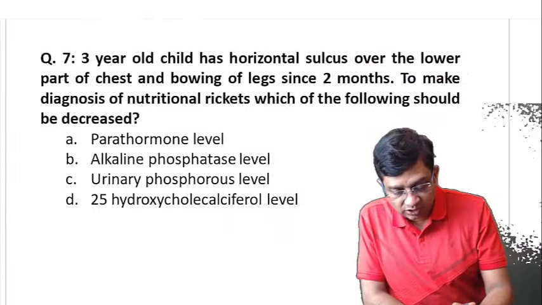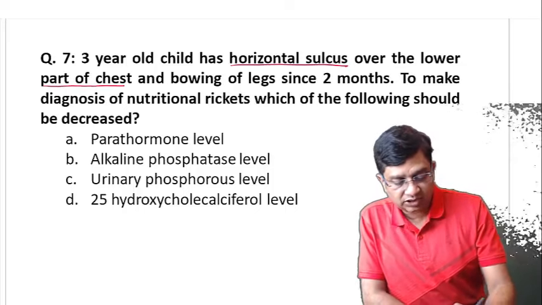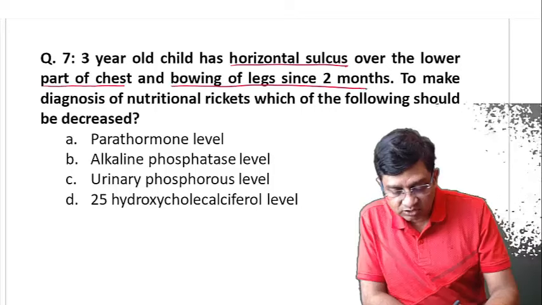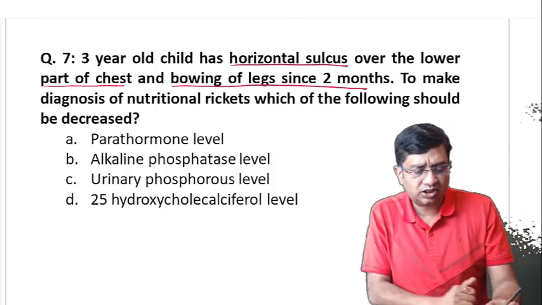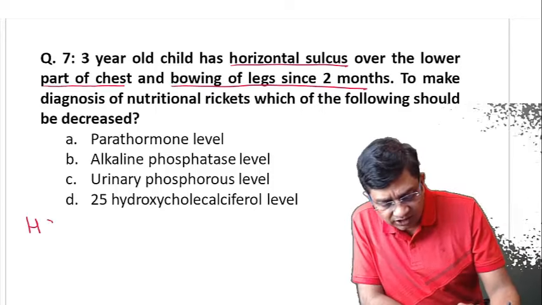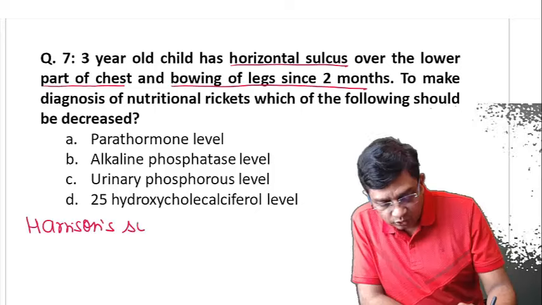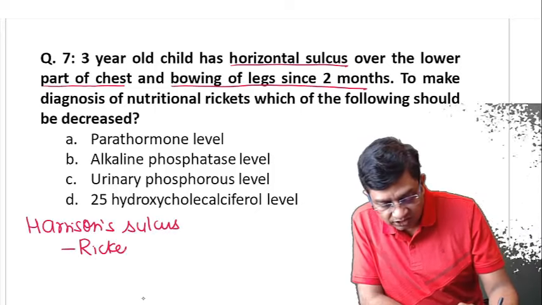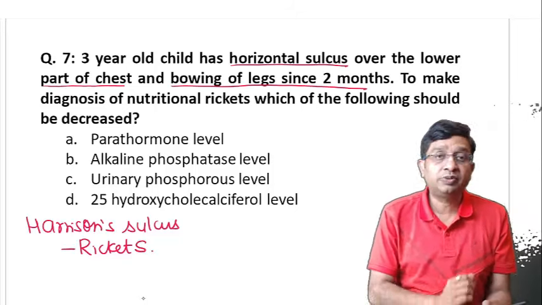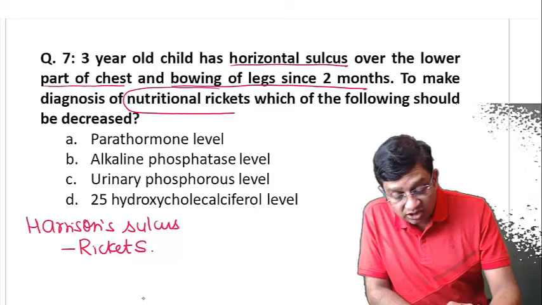A 3-year-old child has a horizontal sulcus over the lower part of the chest and bowing of legs since 2 months. So 3-year child, there is bowing of legs, horizontal sulcus. This is signifying the Harrison sulcus. Harrison sulcus and bowing of legs, we are thinking of the picture of rickets.